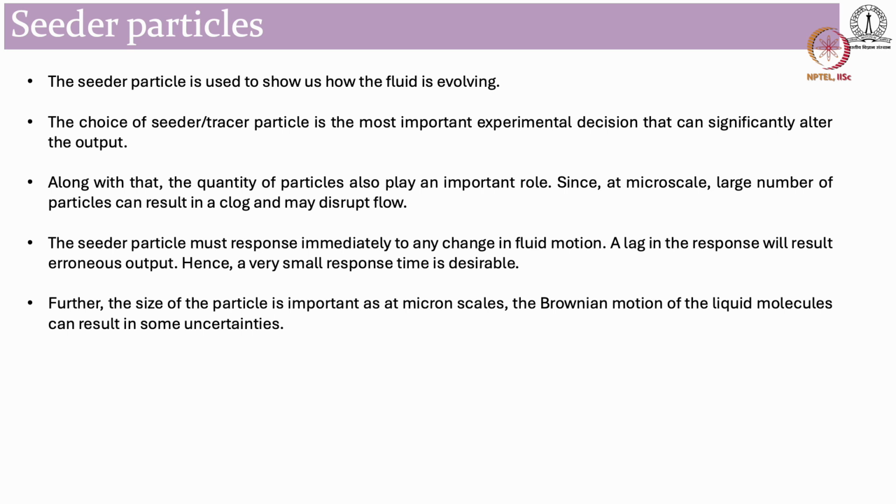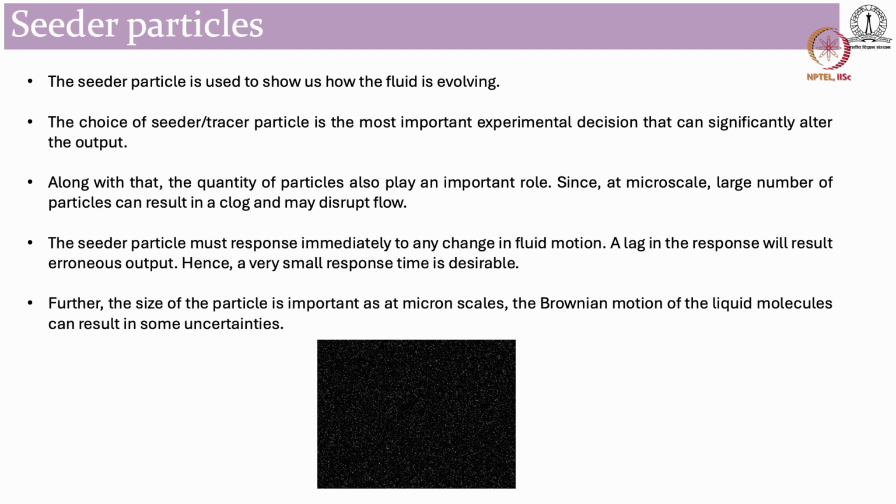Another important thing: we are talking about smaller sizes, so the particle size should be small. But if you go to a very small side of the spectrum, Brownian motion starts to come up, and it can start causing some uncertainties in your flow. So we should be careful that the particle should not be very small and should not be very large to get the desired output.